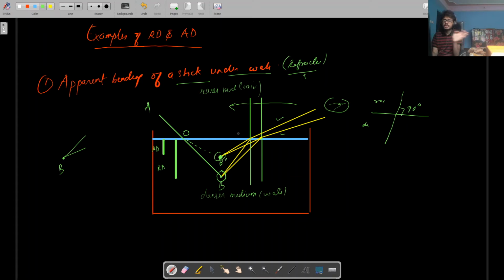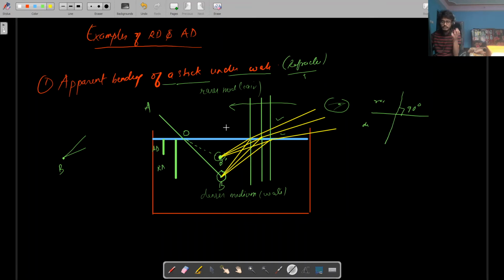So there's no other reason for using two. I can use 3, I can use 4, it doesn't matter. So even if I use 3, I can do something like this, and this light will also come back and meet at the same point. So I can use 3, I can use 4, I can use 2.